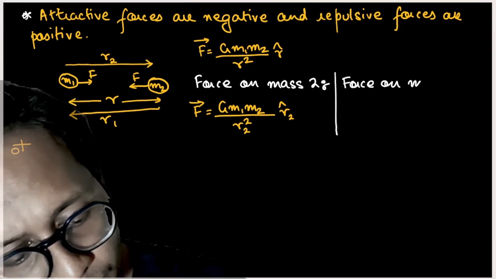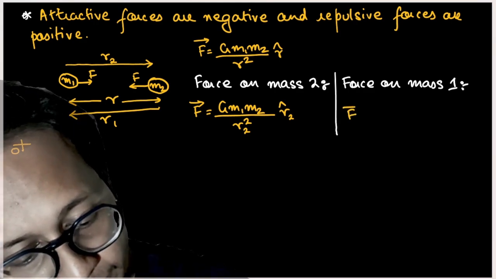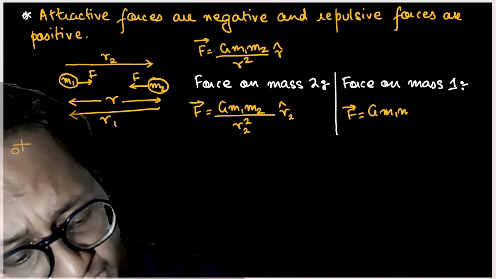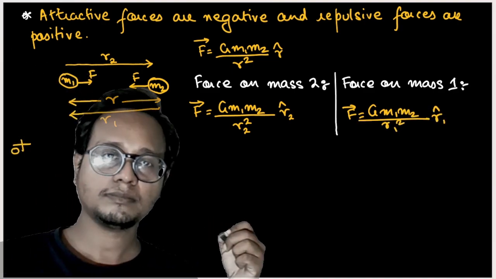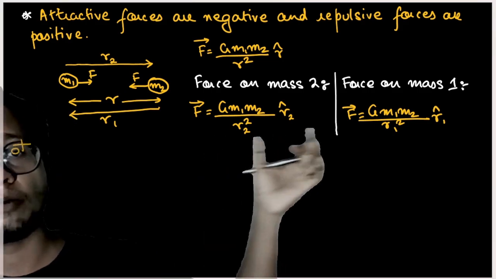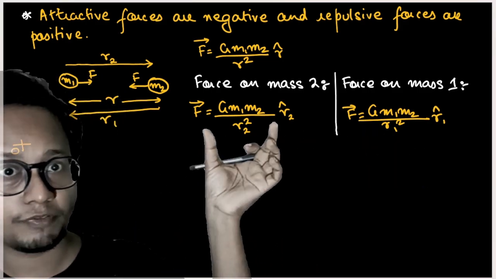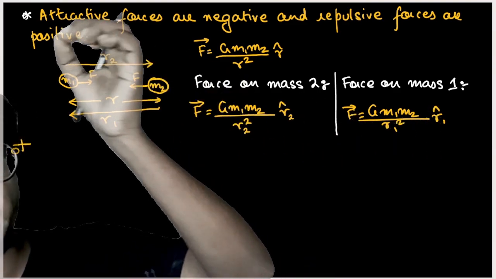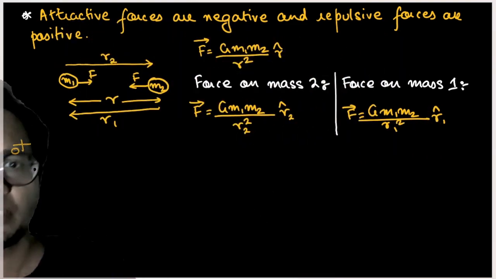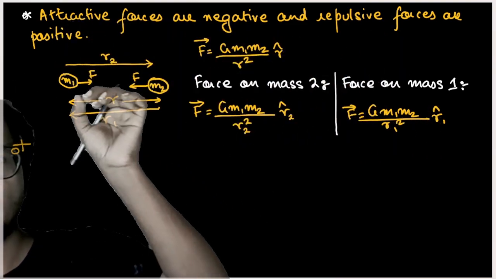Force on mass 1 is nothing but F = G M1 M2 / R1² times the R1 unit vector, isn't it? So this is the vector form of the gravitational law. Okay, vector form of gravitational law. So from here, the sense is that attractive forces are negative and repulsive forces are positive. I might ask, I still didn't understand.